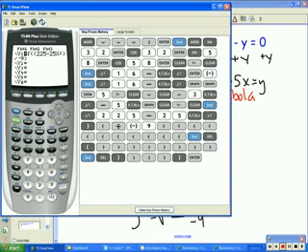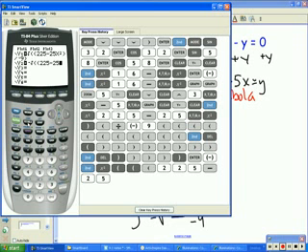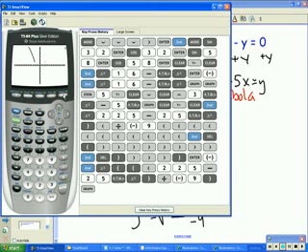Okay, let's type in the negative square root. Double parentheses this time. Oops, that was triple. 225 minus 25x squared. Close parentheses. Divided by negative 9. Close parentheses. Okay, and we graph it.